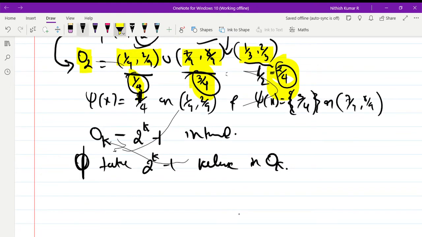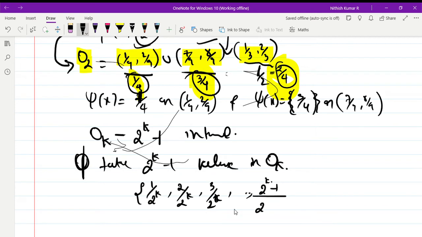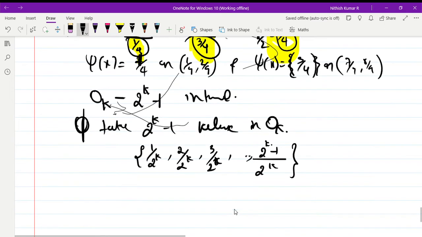Since O_k is the union of 2 to the power k minus 1 intervals, phi takes 2 to the power k minus 1 values in O_k, and the values are nothing but 1 by 2 to the power k, 2 by 2 to the power k, 3 by 2 to the power k, and so on up to 2 to the power k minus 1 divided by 2 to the power k.